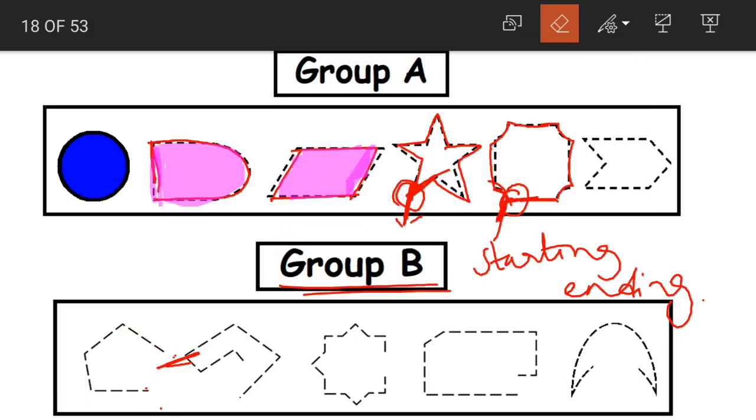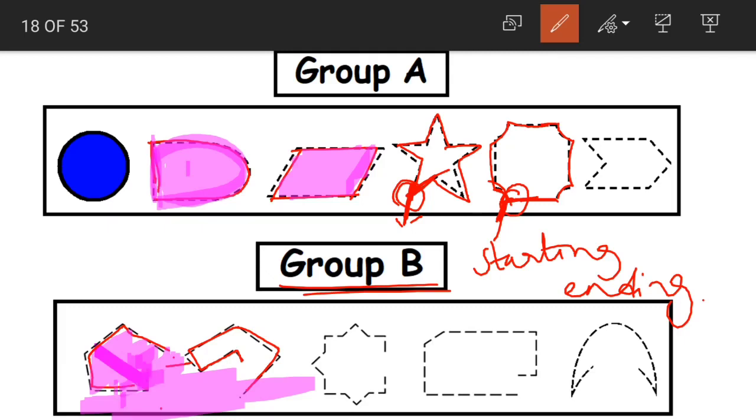Now coming to the coloring of these diagrams. Let us trace first and then color. Now how will I know where to stop? Here in group A, I had boundaries which told me that I have to draw within these limits. Now here this is open. I can color everything around. Yes or no? This figure is open. It is not telling me where to stop my coloring. There is no proper boundary. So we cannot color this figure.